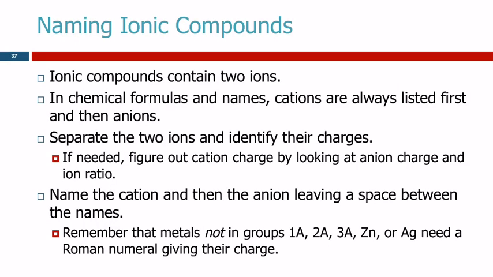We've been talking about ions, monatomic and polyatomic ions, and now we're going to put the ions together into the ionic compounds. Ionic compounds always have two ions. There has to be a positive and a negative. We always list the cation first and then the anion.